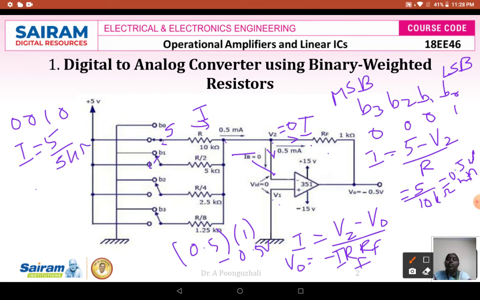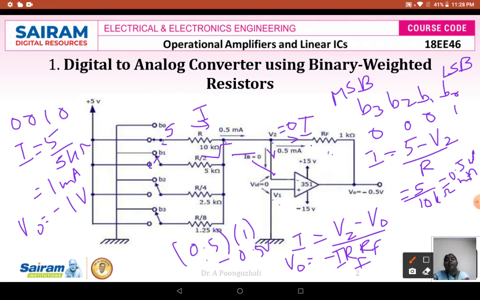That means that the current through this R by 2 is going to be 1 milliamp. So this 1 milliamp current will flow like this, and the same current is going to flow through the feedback resistor. That means my output voltage is now 1 into 1, that is, the output voltage is going to be minus 1 volt. So when my input B1 bit is 1, my output is going to be minus 1 volt.